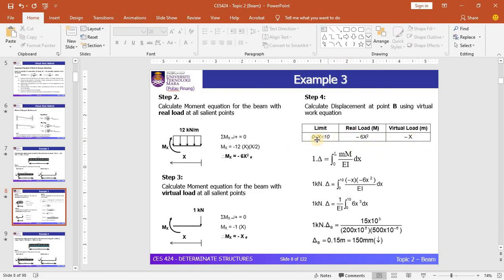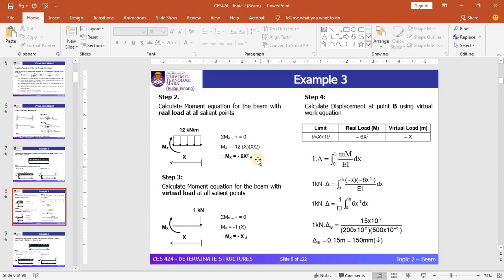Here you can indicate the limits. The first column is the real load equation of moment, and the visual load equation of moment is in the last column. Once we have obtained the equations of moment for the real and the visual load, you can simply use them in the virtual work equation. Since we deal with displacement, you need to use the virtual work equation for displacement. The range is based on the cut section range that you considered to determine the equation of moment.